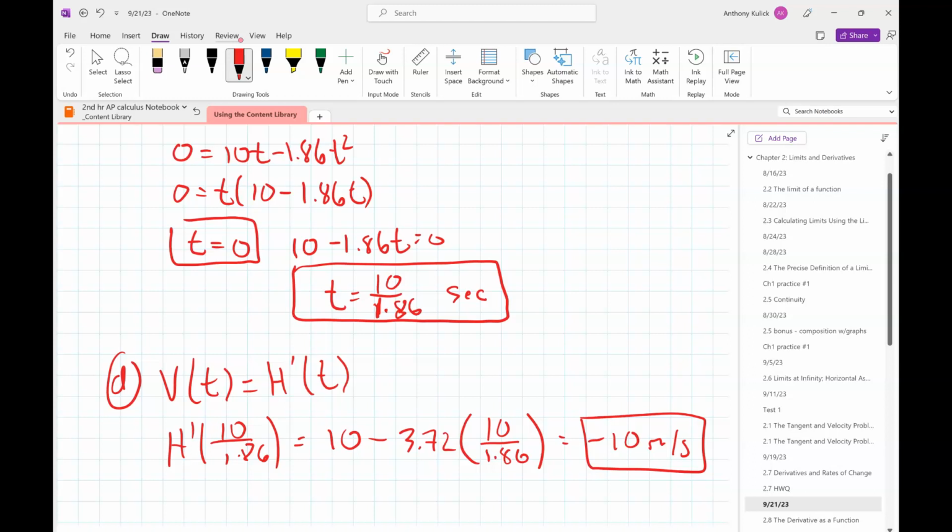What was the worst part? Getting the derivative out of it, right? After that, everything was relatively easy algebra-wise. But again, that derivative can be kind of a bear.